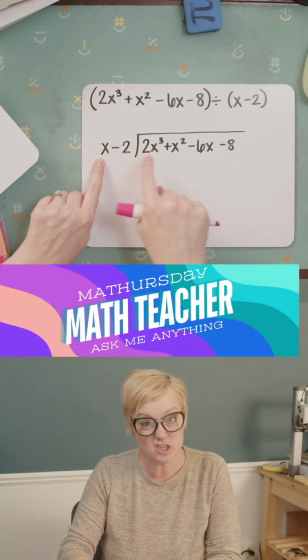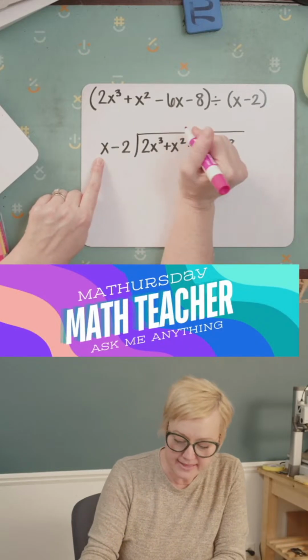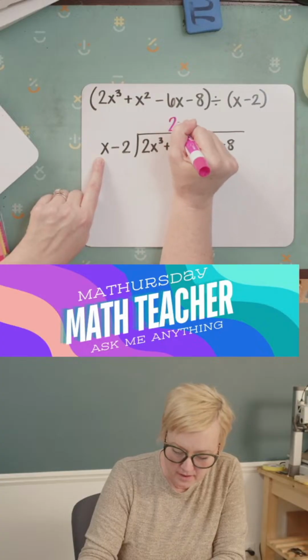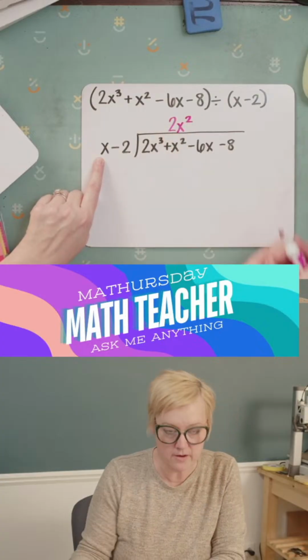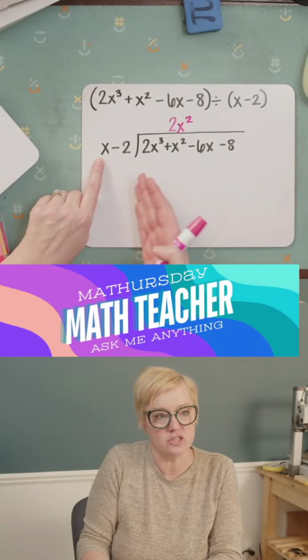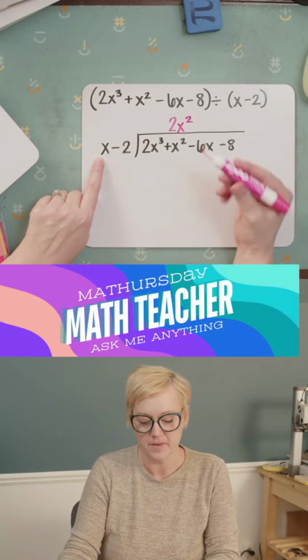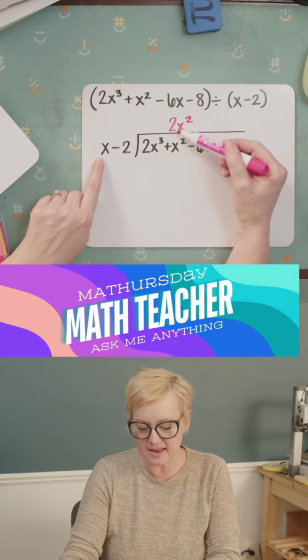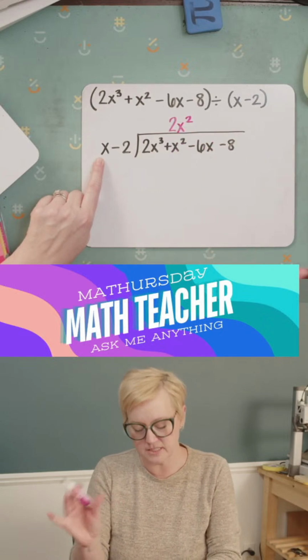Or I can think about 2x cubed divided by x. That's going to be 2x squared. I'm shifting it over. Yes, Fabian, this is long division. So I'm shifting it over just because it keeps it lined up, and you'll see why.